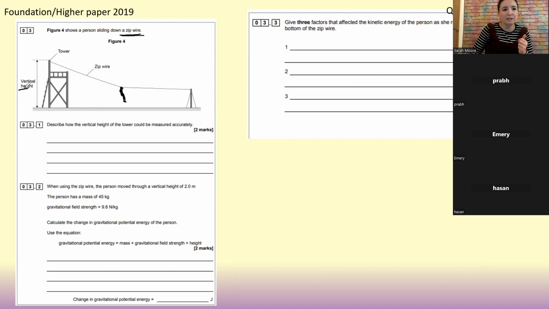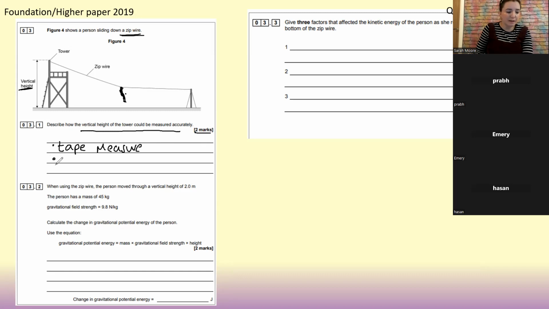So we've got a vertical height. We've got the zip wire, there's the person. Describe how the vertical height of the tower could be measured accurately. In other words, how can we measure how tall something is accurately? Well, what could we do? We could use a tape measure. That's one way we could do it.